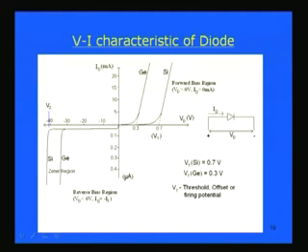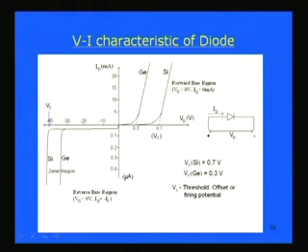Now, if we observe the volt-ampere characteristic, the V-I characteristic of the diode, this plot will show, under both reverse bias as well as forward bias, the characteristic for two materials, germanium and silicon. This plot will be explaining that.